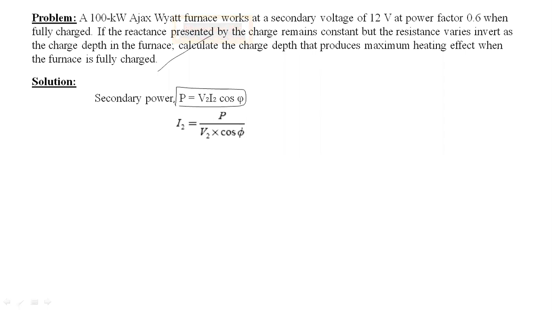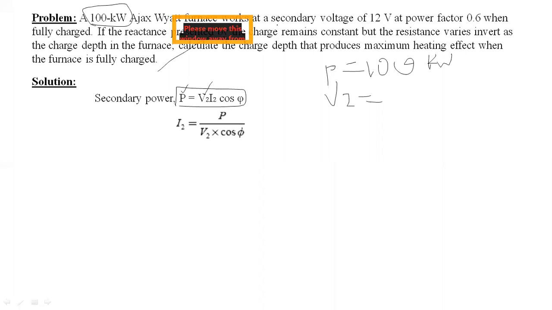So from this, P is equal to V2 I2 cos phi. We know the power, because the rating of this furnace is 100 kilowatts, P is equal to 100 kilowatts. Why V2? Because he has specifically mentioned the secondary side. The primary side is considered as V1 and the secondary side we mention as V2. So the voltage V2 is 12 volts, and the power factor cos phi is equal to 0.6.